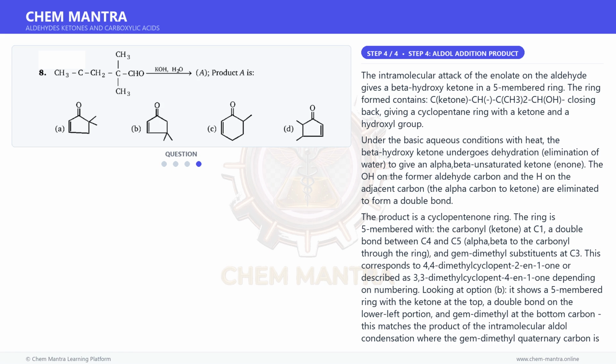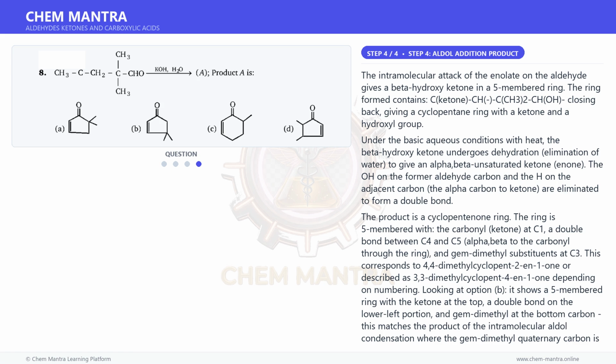Under the basic aqueous conditions with heat, the beta-hydroxy ketone undergoes dehydration, elimination of water, to give an alpha-beta-unsaturated ketone, enone. The OH on the former aldehyde carbon and the H on the adjacent carbon, the alpha carbon to the ketone, are eliminated to form a double bond. The product is a cyclopentane ring.